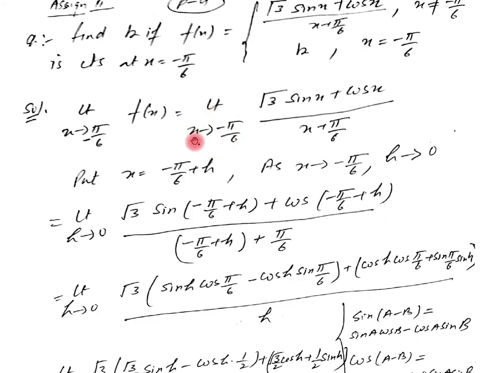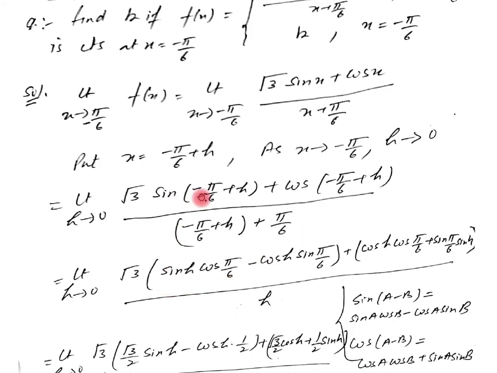To make the limit 0, we will put x equal to minus pi by 6 plus h. Whichever value of the limit is given, we have to put x equal to minus pi by 6 plus h, because we have to make this limit equal to 0 when the limit of a trigonometrical function has to be found. You can also put minus pi by 6 minus h. But generally we put x equal to minus pi by 6 plus h. Now as x tends to minus pi by 6, h tends to 0. Taking limit h tends to 0, putting the value of x here.